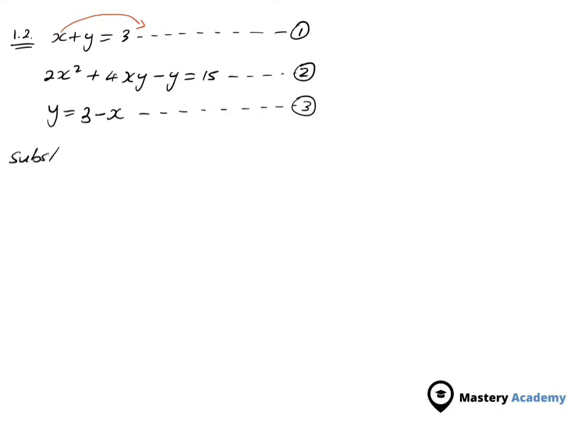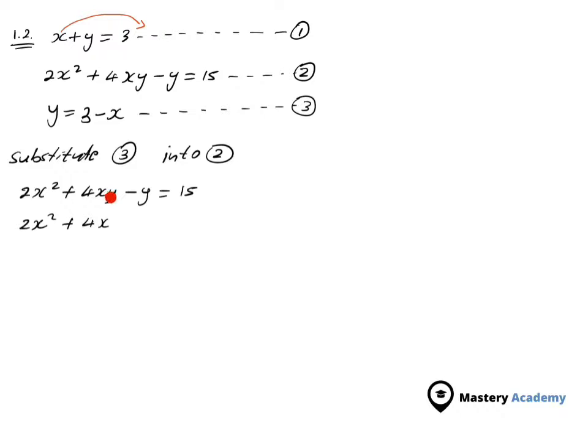Now from this, we're going to substitute equation 3 into equation 2. Where there's a y in equation 2, we're going to put 3 minus x. So let me copy equation 2 first as it is, plus 4xy minus y is equal to 15. From this, we have 2x squared plus 4x. Instead of writing y, we're going to substitute 3 minus x, so we have 3 minus x, minus, and instead of copying this y, we're going to write 3 minus x. Now this is equal to 15, just like that.